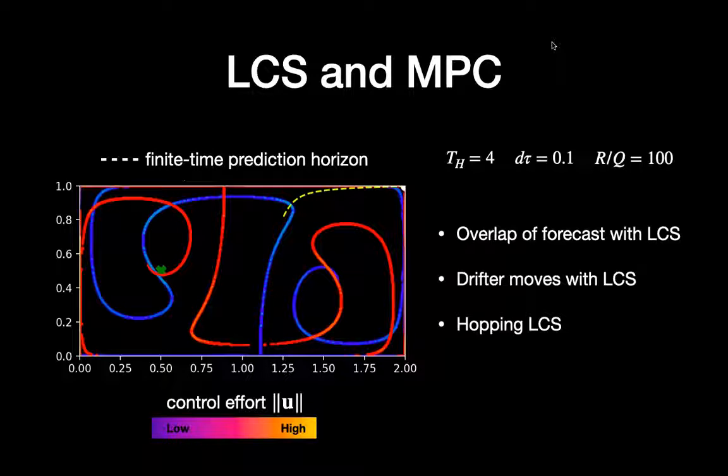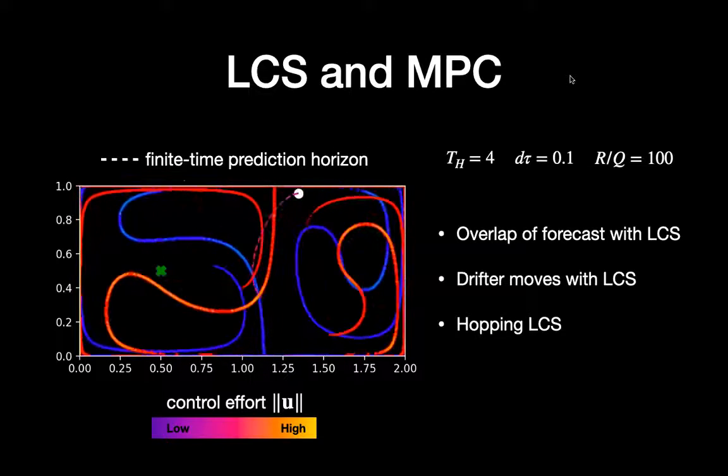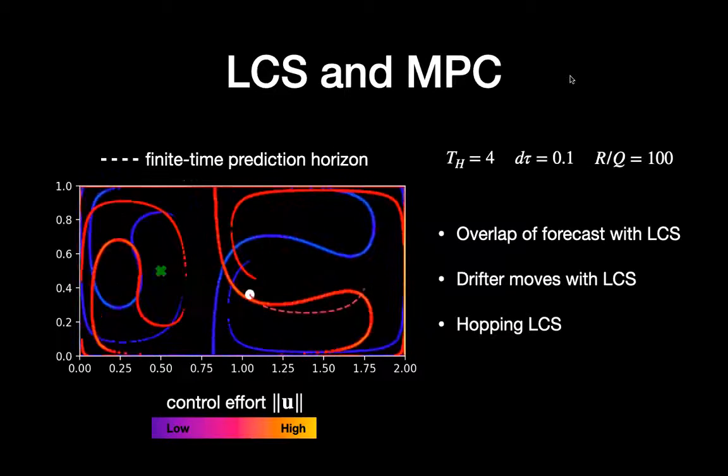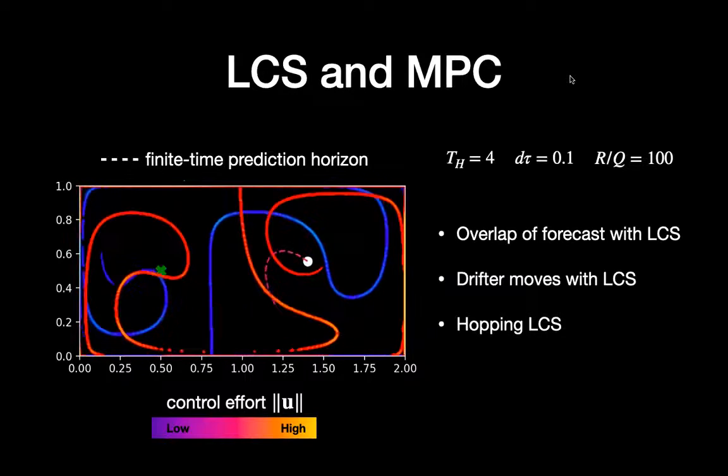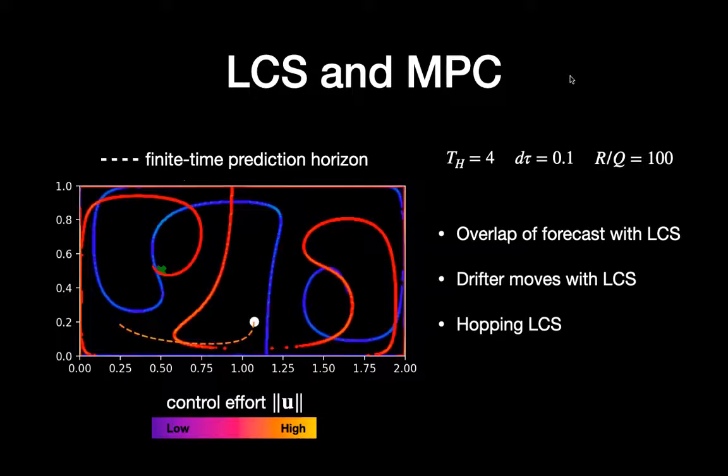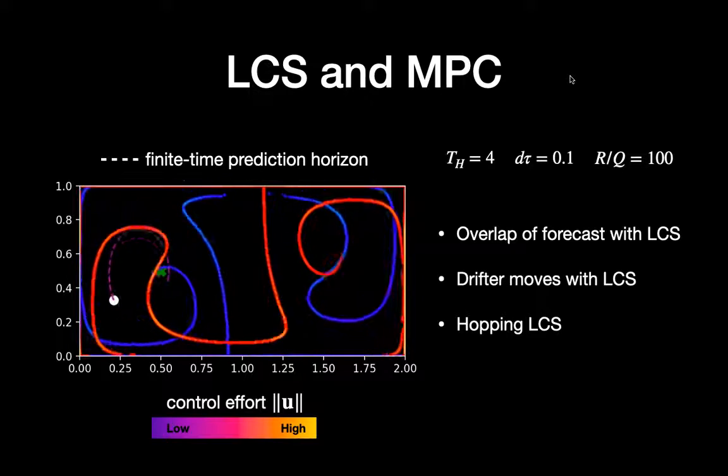In this slide, we're going to bring back MPC and run it keeping our parameters fixed. And we're going to start visualizing the Lagrangian coherent structures in the background. A couple things we can start noticing is that the forecast tends to overlap with the curve shapes of the Lagrangian coherent structures. The drifter takes a lot of time moving with the LCS, which you'll see in a bit later.